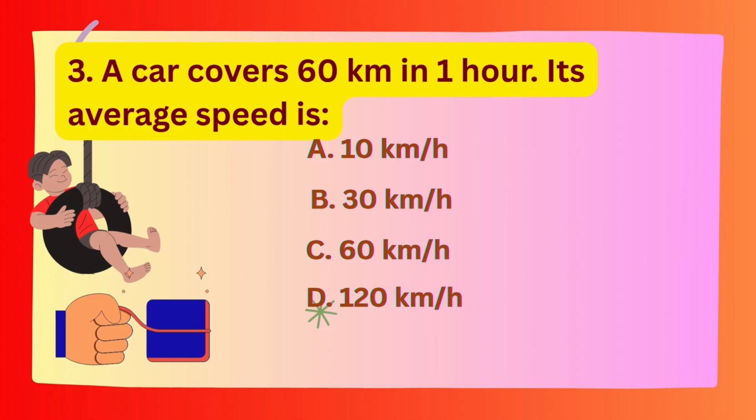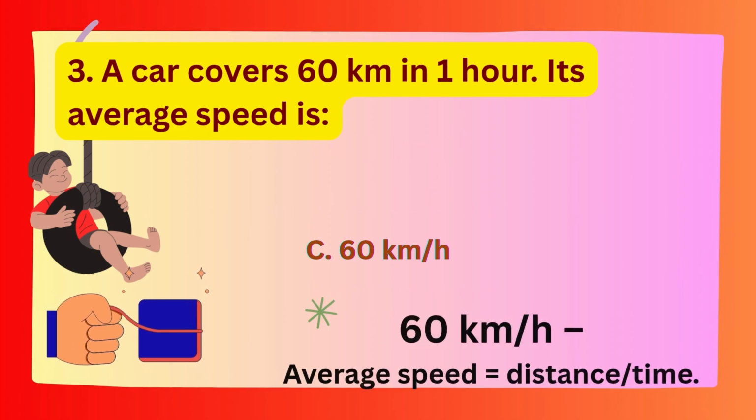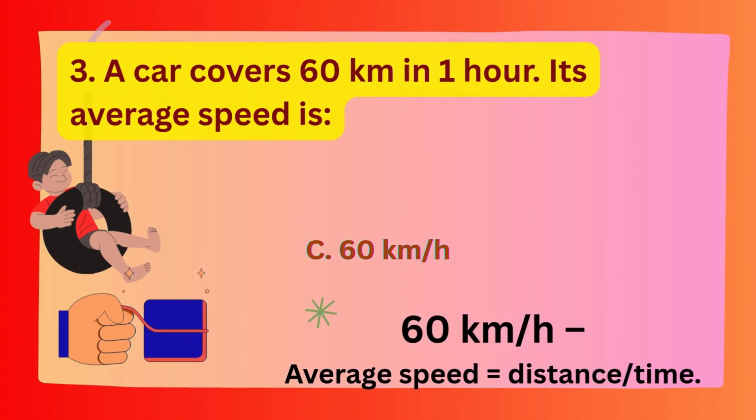A car covers 60 km in 1 hour. Its average speed is: A. 10 km per hour, B. 30 km per hour, C. 60 km per hour, D. 120 km per hour. Answer: Option C. 60 km per hour.